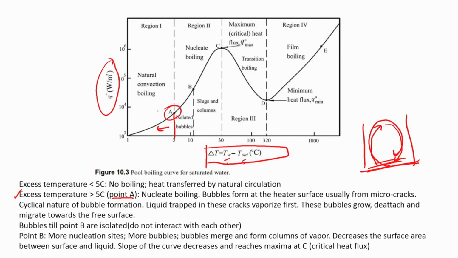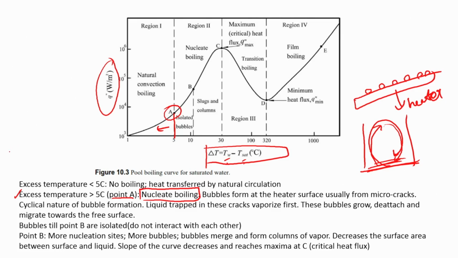what do you see? You see the first instance of bubble formation, and this is called nucleate boiling. Nucleate means the bubbles actually nucleate from the surface. So if you have a surface like this, you will see that there are bubbles that will form on the surface like this. So these bubbles form at the heater surface. This is your heater or the wall, because you are heating the wall. And these bubbles usually form from the micro cracks on the heater surface.